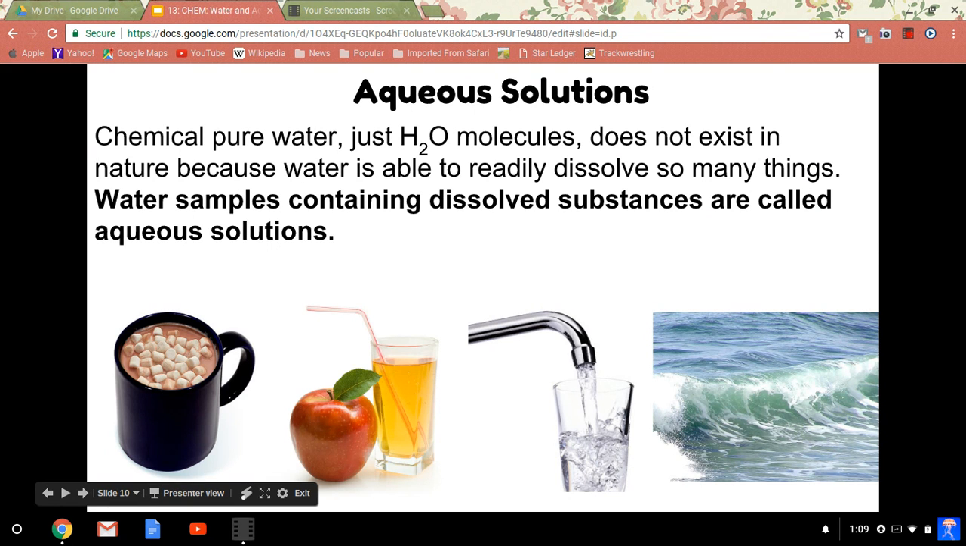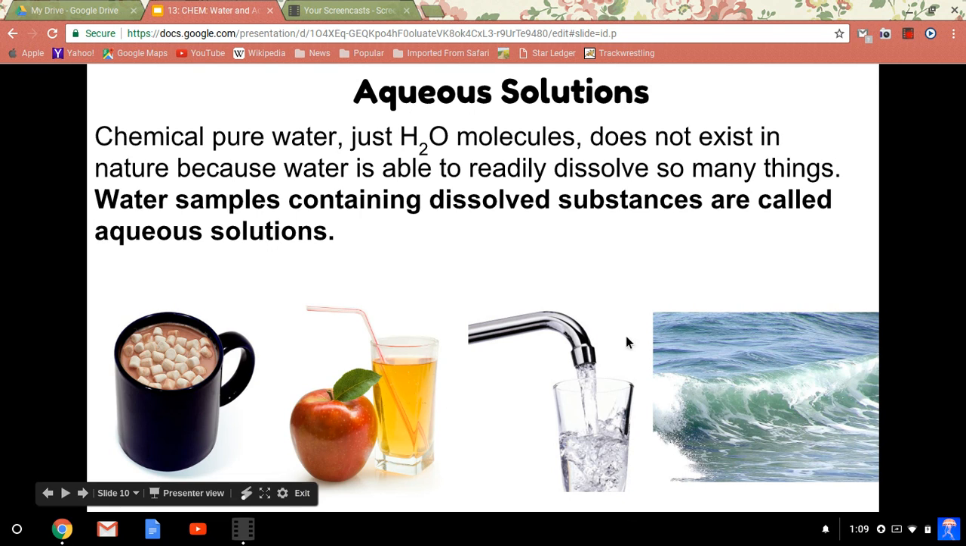So all of this is leading up to the special properties of water and aqueous solutions. Aqueous solutions are just water samples containing dissolved substances. So the base of whatever it is is water. Some examples: when you make hot chocolate on a cold night, it's water based, so it's an aqueous solution. Most fruit juices that you drink are water based, so they're aqueous solutions.